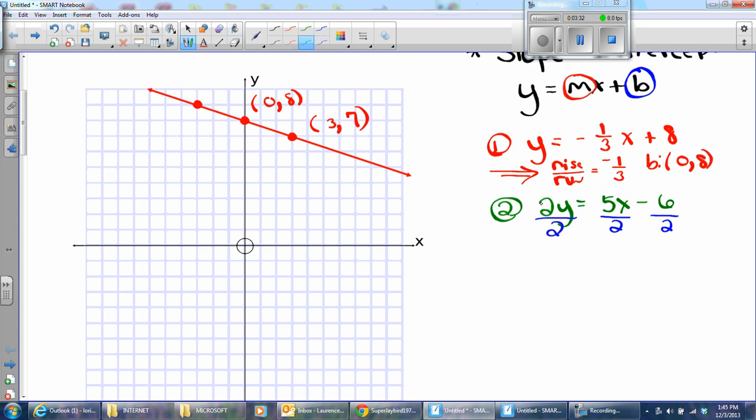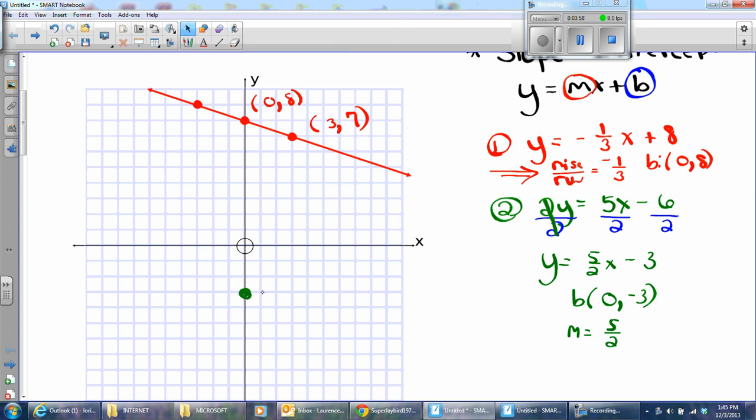So the left-hand side becomes y. I'm going to leave 5 over 2x. I'm sure Austin can tell you the benefit of leaving an improper fraction there. And now I know my y-intercept is the point (0, -3), and my slope is 5 over 2. So I'm going to plot (0, -3). I begin with that point, and then I'm going to rise and run from there.